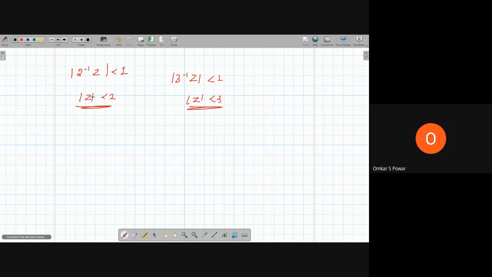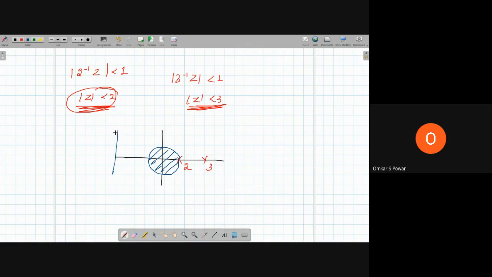According to ROC fourth property, it should lie to the innermost pole. So first we will plot the poles here at z is equal to 2 and z is equal to 3. Your ROC should be mod z is less than 2 and less than 3, which is least, mod z is less than 2. So we have our unit circle here, and you have mod z is less than 2. Okay, according to your fourth property.